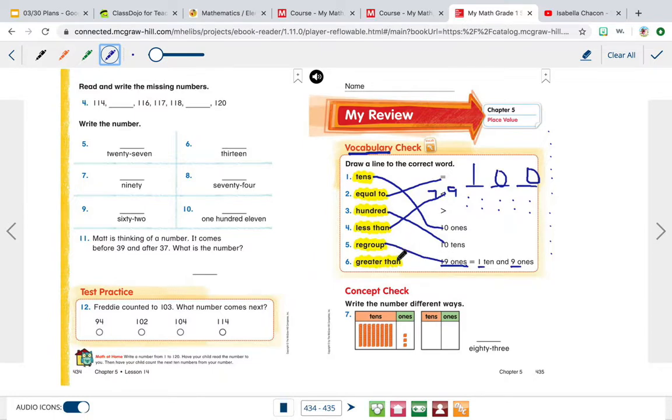Finally, we have greater than, and our alligator loves eating the greater than. So greater than is right here. And let me erase our 7 and our 9. I'm erasing everything but.